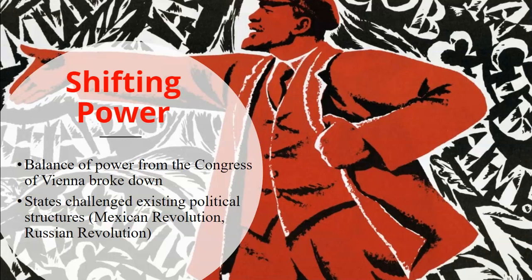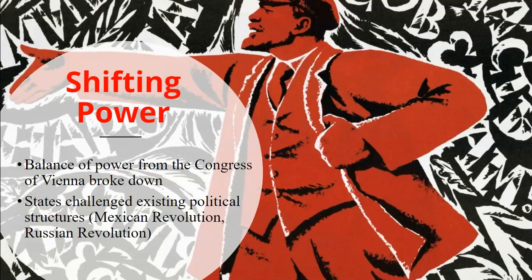So we've got a lot of shifting power. The balance of power from the Congress of Vienna is starting to break down. So let's kind of refresh about Congress of Vienna. This was a meeting that took place between 1814 and 1815. And the purpose was to bring all these countries together to make a long-term peace plan for Europe. But around this time, it's going to start to fall apart. States are going to be challenged by existing political structures, and we're going to talk a little bit about the Mexican Revolution and then go into the Russian Revolution.